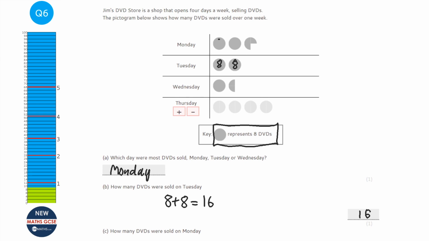Well, you've got the 8 there and you've got the 8 there. Now we've got a bit of a problem here because it's not a complete 8. So we need to figure out how much each quarter is worth. Well, what do you times by 4 to get 8? Well, 2. Let's check to see if that works.